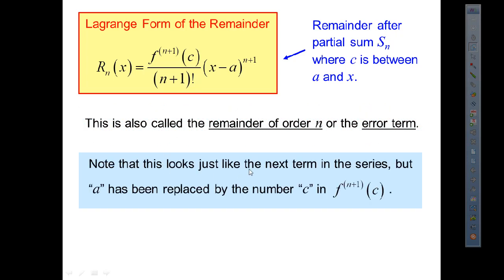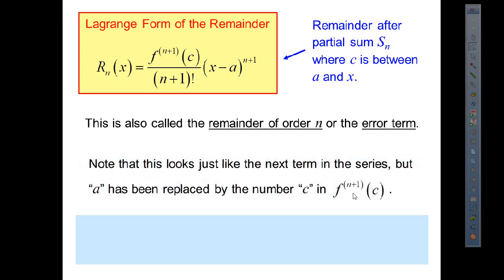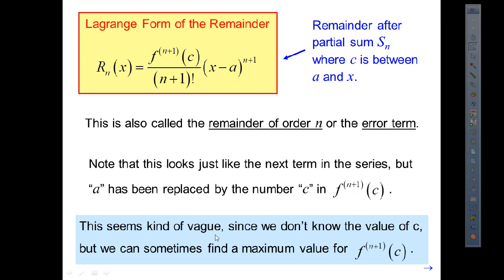Now, note that this looks just like the next term in the series, except that the a has been replaced by the number c in that n plus 1th derivative. This seems vague since we don't know the value of c, but we can sometimes find a maximum value for that, and when we find the maximum value, that's going to be the maximum error that we can actually entail.